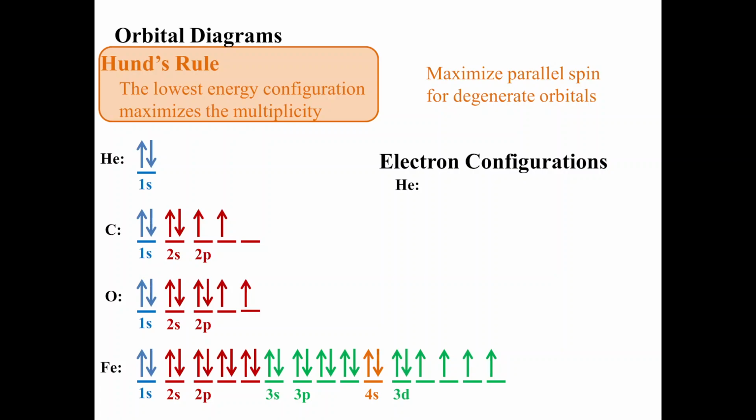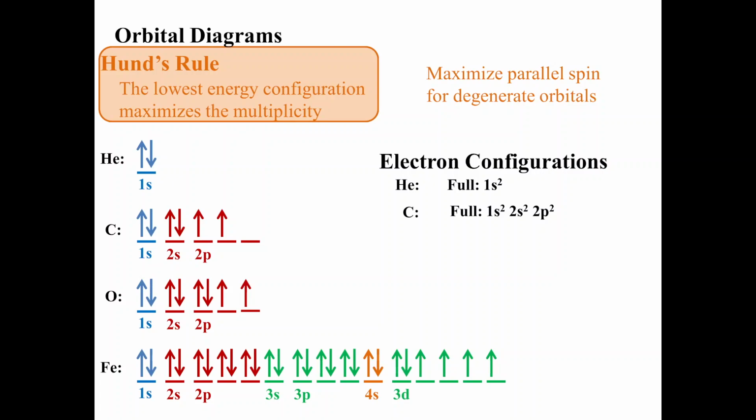So for helium, to write out the full electron configuration, we'd put in our orbital, which is 1s, and then the number of electrons within that orbital as a superscript. So it would be 1s2. Then for carbon, for the full electron configuration, we put down all of our orbitals we use, so 1s, 2s, and 2p, and then we put in how many electrons are in each of those. So our 1s has 2 electrons, our 2s has 2 electrons, and our 2p also has 2 electrons.